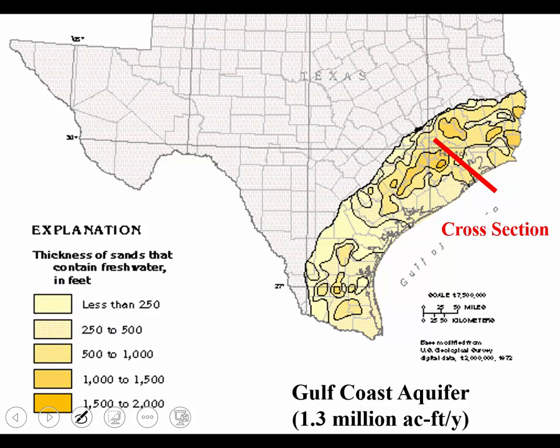Okay, so let's look at the Gulf Coast Aquifer. This is an isopach map, or a map of equal thickness, for sandstones, or sands better said, containing fresh water. If I drew a little cross section through Houston, you'd find that in some areas we have over 1,000 feet of sand that's full of fresh water. So that's a good place to be.